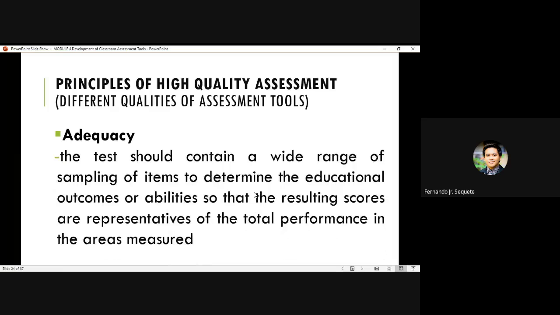Another one is adequacy. The test should contain a wide range of sampling of items. I think I did already give you an example for this. Remember the notion of the tertiary level. They actually believe that, for example, for medical fields, some of the professors will tell the students that the coverage of the exam for next meeting would be chapters 1 to 5, and then right after, in the exam next meeting, the focus of the questioning is all in chapter 1 lang. So if that is the coverage of the coverages, or for all coverage, that is what we mean by adequacy.